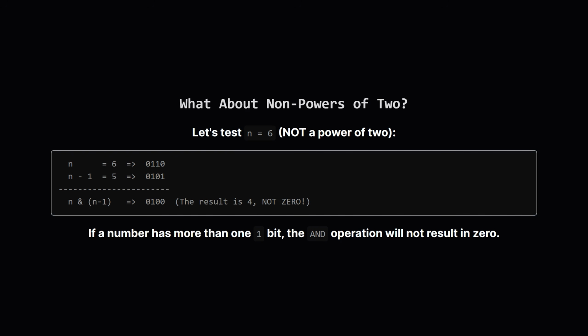It works. Okay, but what about a number that isn't a power of 2 like 6? 6 in binary is 0, 1, 1, 0. Now, n-1, which is 5, is 0, 1, 0, 1. When we do the bitwise AND this time, that second bit from the right is a 1 in both numbers. So the result is not 0. This trick reliably tells us if there was more than one bit to begin with.